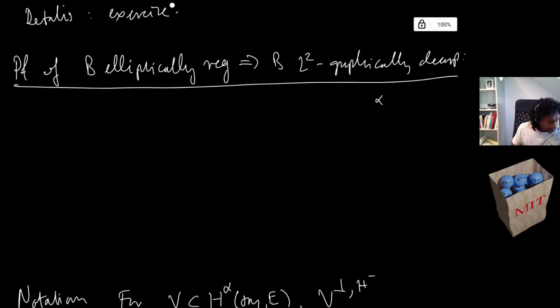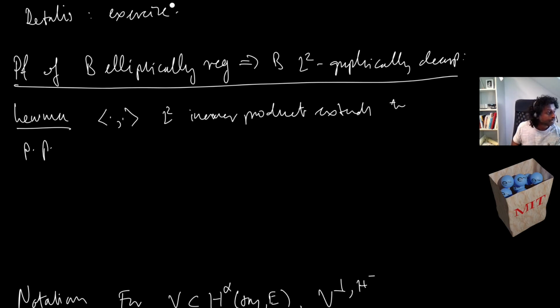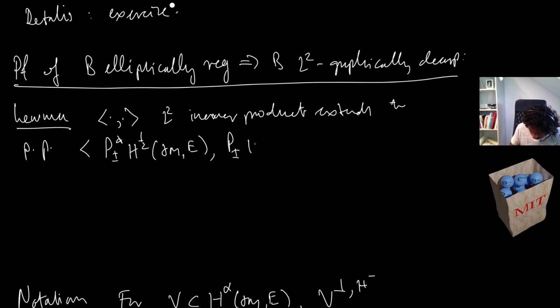So the first lemma is that the L2 pairing in a product extends to a perfect pairing P plus minus star H half ME, P plus minus H. So I should say this is a half and this should be a minus a half ME.